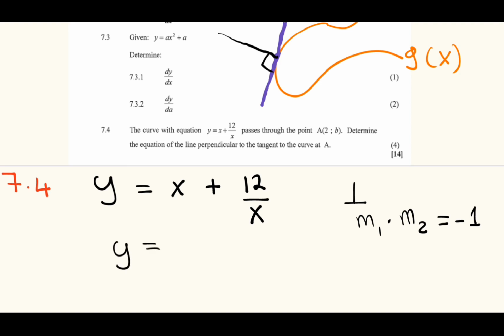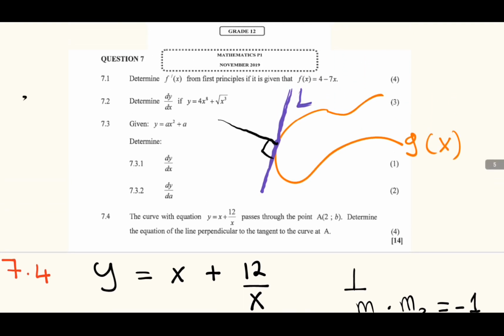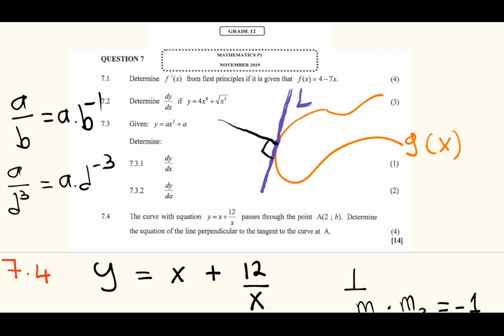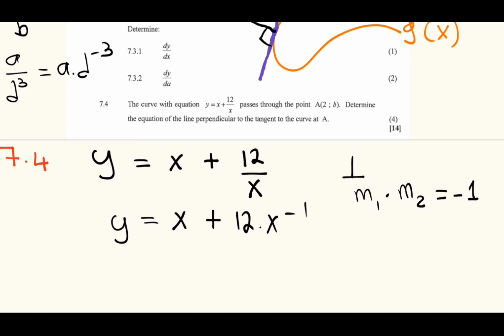But before we can differentiate the y, let's express 12 over x as 12 multiplied by x to the power -1. So I hope you guys remember that if we have a over b, this will be equal to a multiplied by b to the power -1. Or if you had a over d to the power 3, this will be equal to a multiplied by d to the power -3. So it will be much simpler for us to differentiate 12 over x when it's expressed as 12 multiplied by x to the power -1.